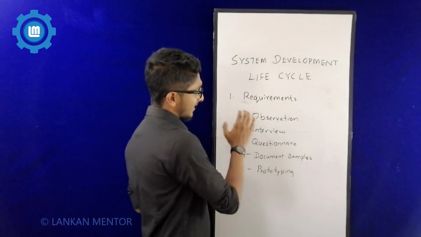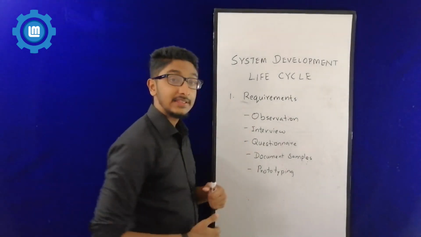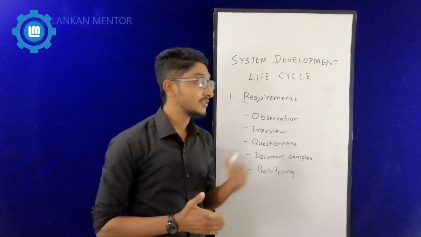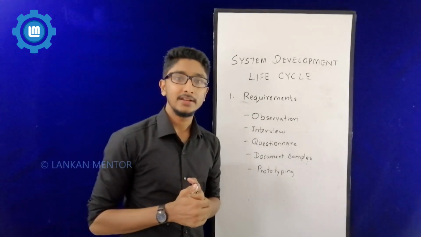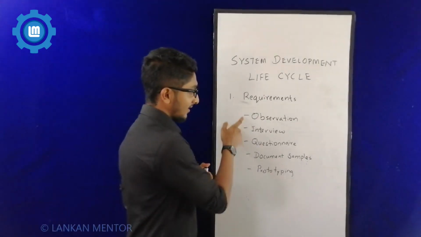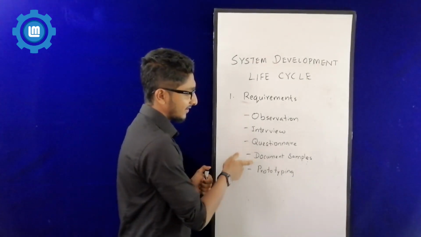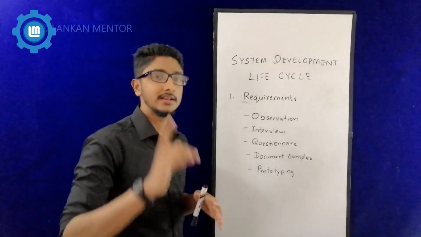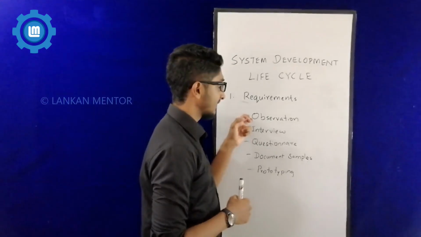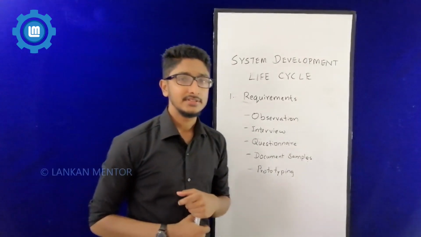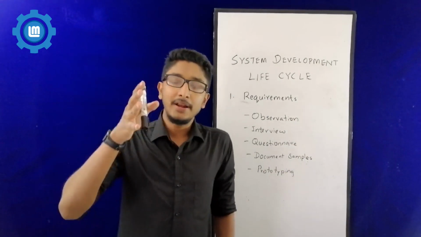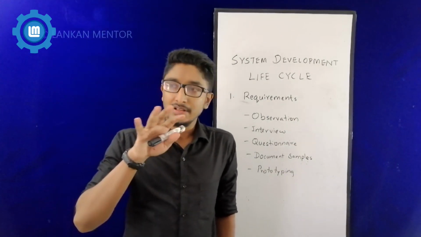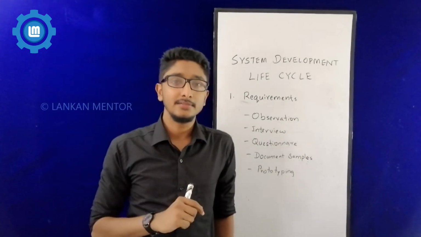Okay, so there are several methods of collecting those requirements: observation, interview, questionnaire, document sample, prototyping. I'll tell you about each of these things. The first thing, observation. Observation is done by going to the place and observing the business or company.